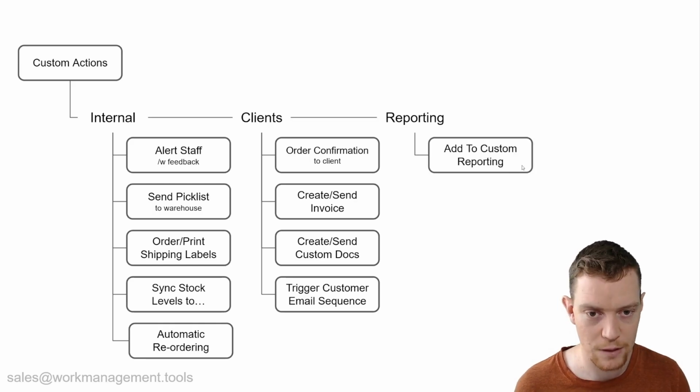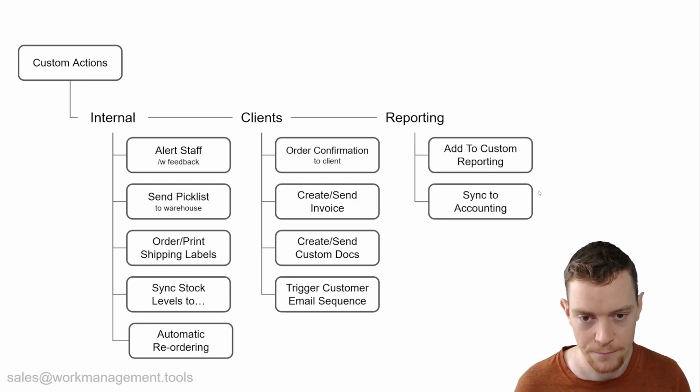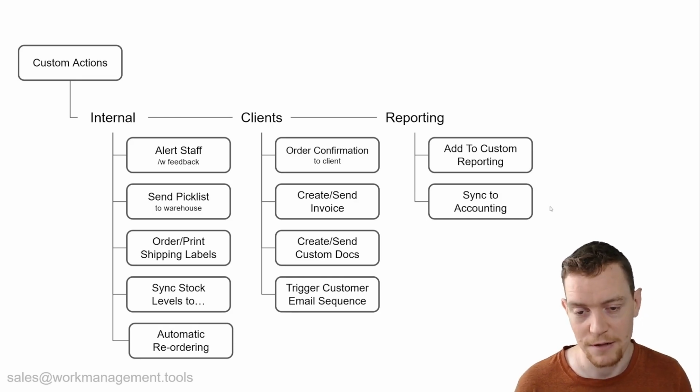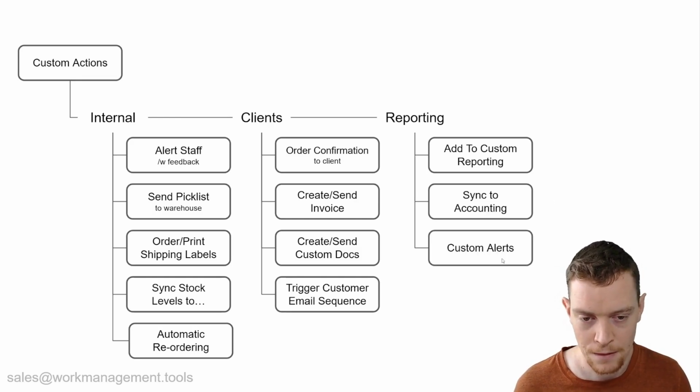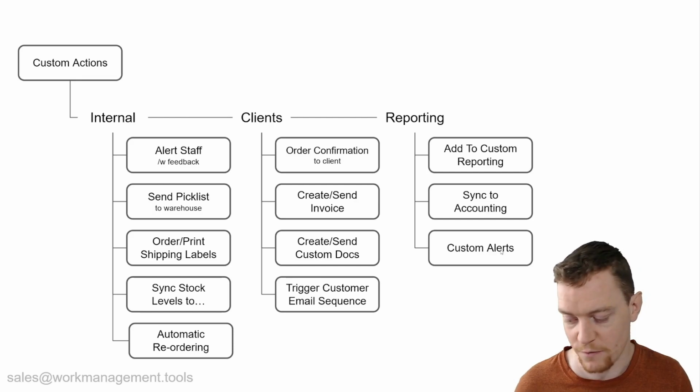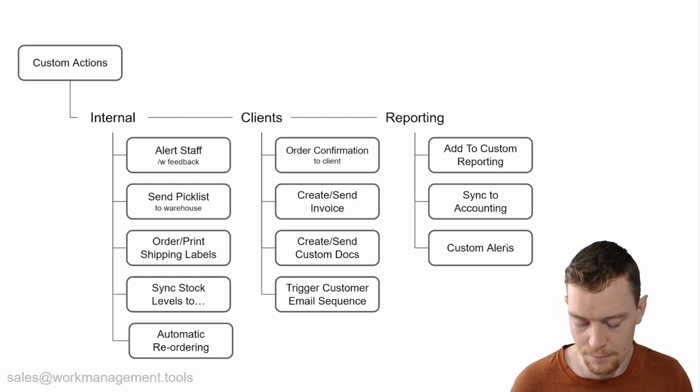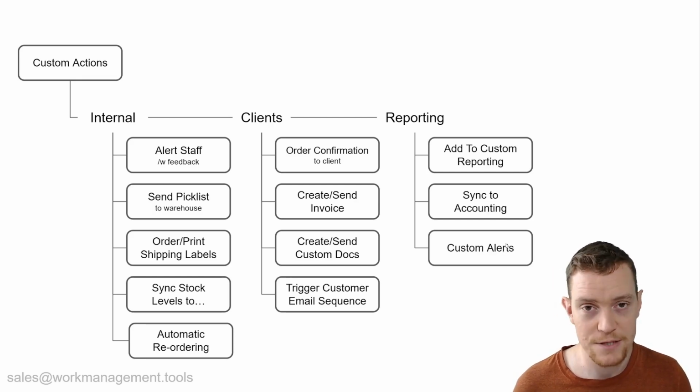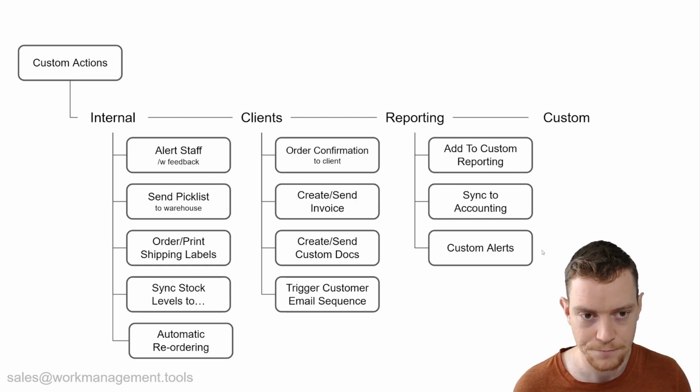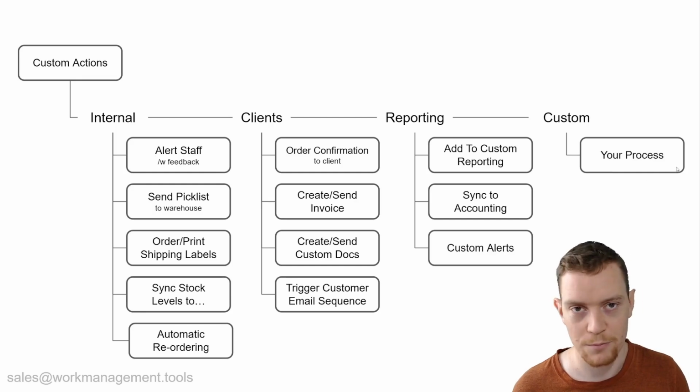Reporting, we can add custom reporting. If there's reporting that you want that isn't already in Unleashed, we can slice and dice that data however is needed. Syncing to accounting: Unleashed automatically syncs to Xero, but if you have a different accounting platform that doesn't connect, or some sort of external accounting, that can be done as well. Or just custom alerts, right? If there's a very big order or something that the management needs to know about, we can create alerts for that based on orders. And then finally, whatever else your process is, right?